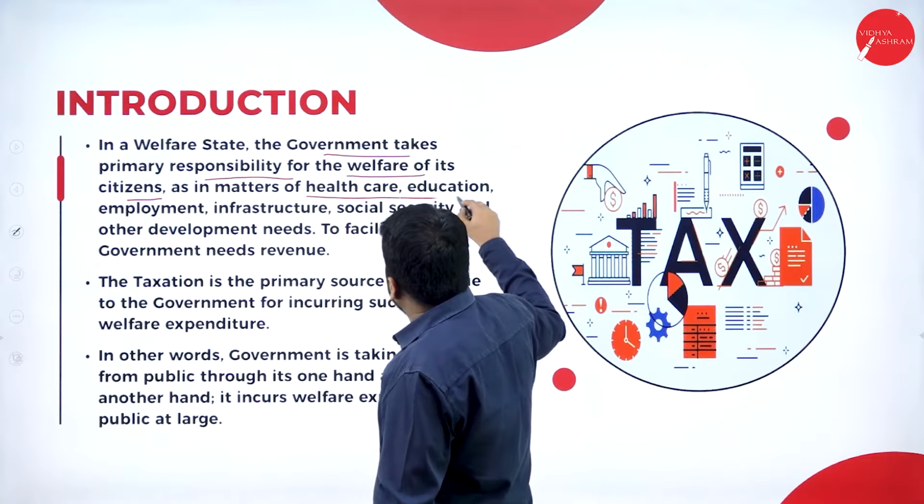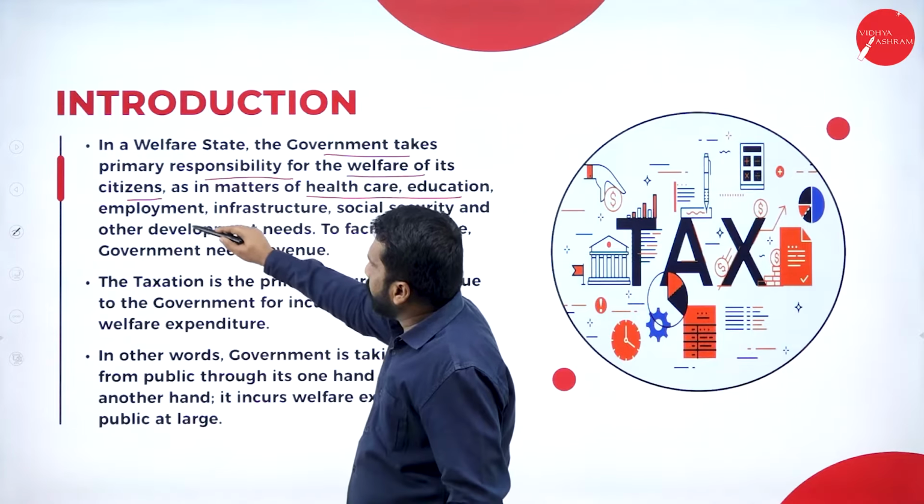As matters of healthcare, education, employment, infrastructure, social security, and other development, the government needs revenue. For example, you have seen so many government colleges, government hospitals, police stations, electricity, all the government institutions, your municipality office, all come under this, and they provide free service to the public. But how is the payment made to them?